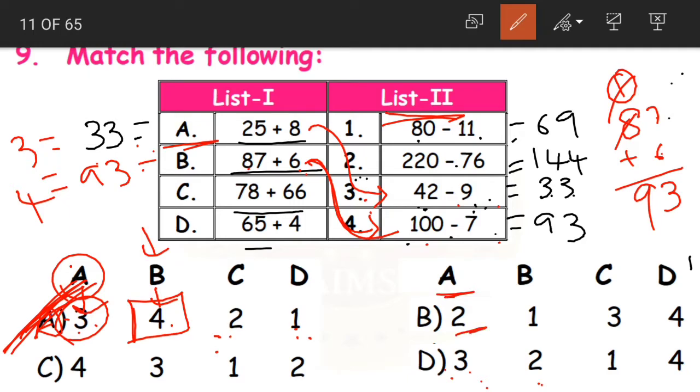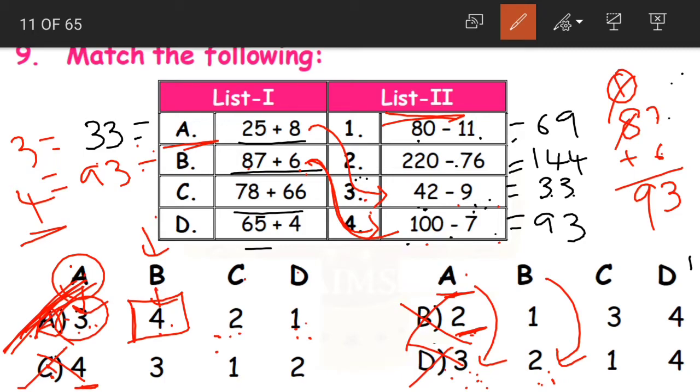See here they are saying A is equal to 2. Is it equal to 2? No. So it will be a wrong answer. Here they are saying A is equal to 4. It is not, right? So again this will be a wrong answer. Here in option D, A is equal to 3. But they are saying that B is equal to 2. But B is equal to 4. So D is also our wrong answer. So option A, A3, B4, C2 and D1 is our correct answer.